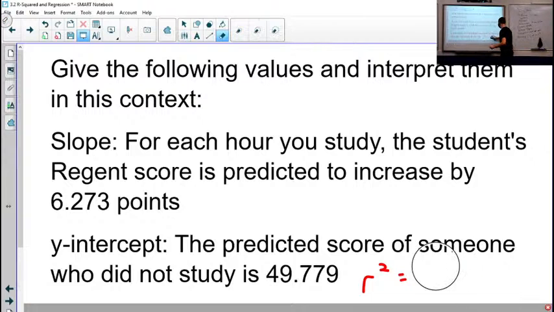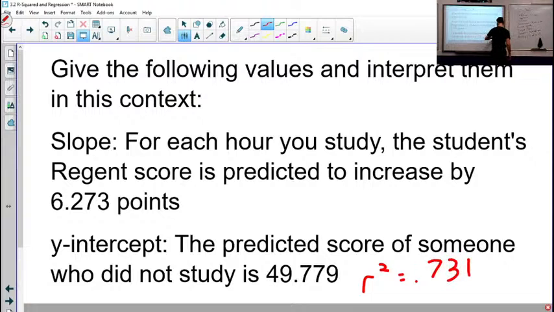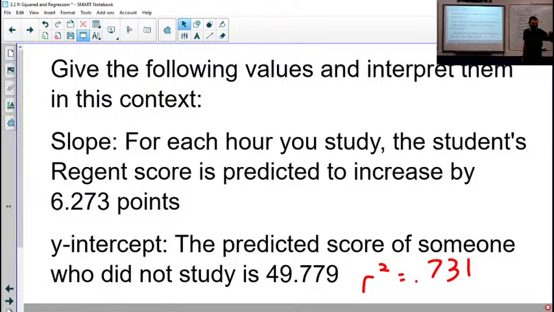Oh, okay. I thought I heard a 4 at the beginning there. 731. Okay. So r squared was 0.731. And r squared has a different meaning than r. But you do calculate it by taking r and squaring it.